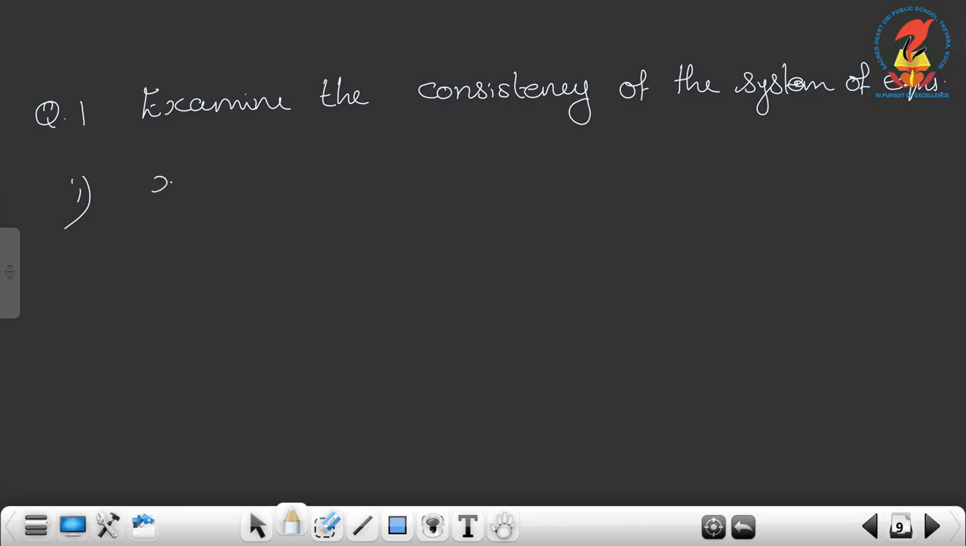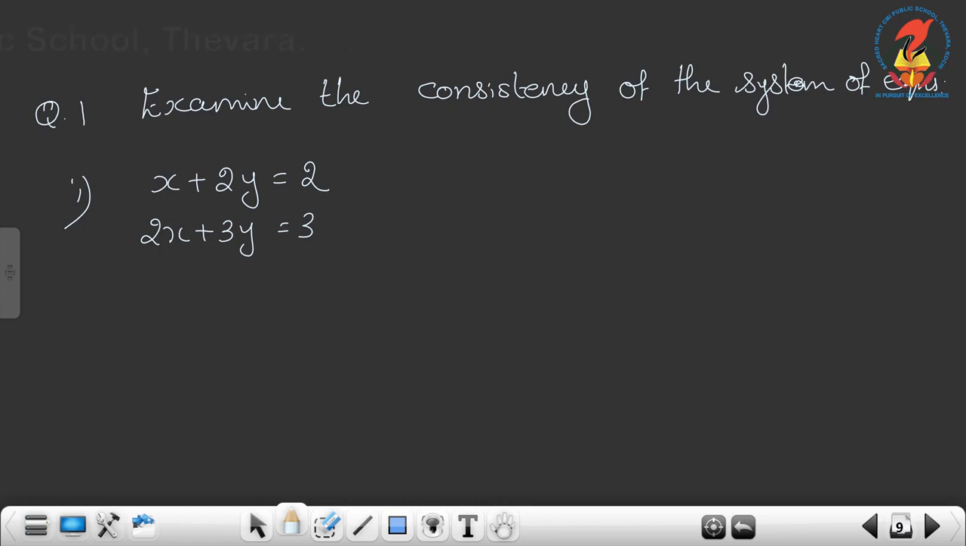First equation, x plus 2y is equal to 2 and 2x plus 3y is equal to 3. So here we have 2 equations. The question is to examine the consistency. So you have to write whether the system is consistent or inconsistent. That much only.